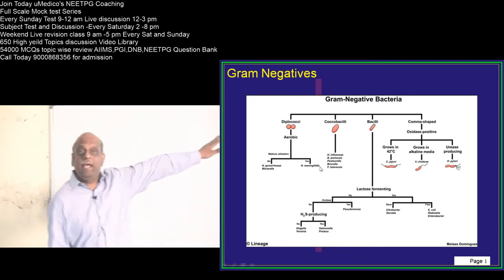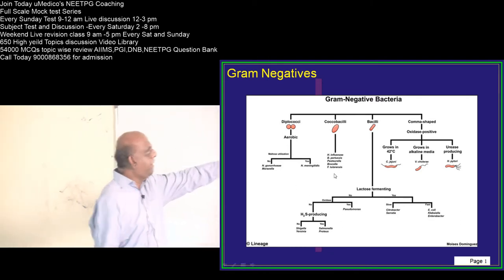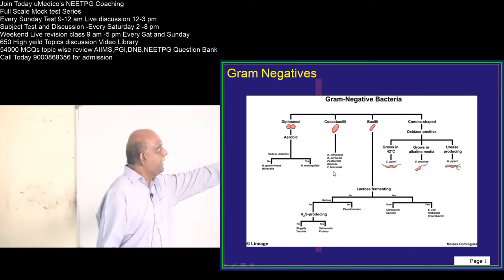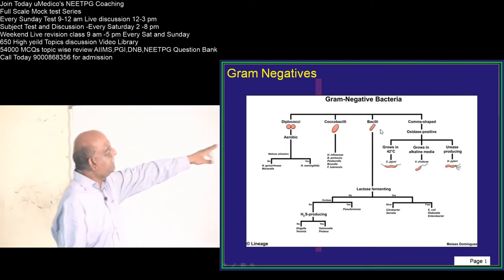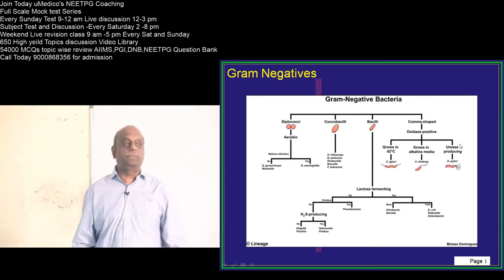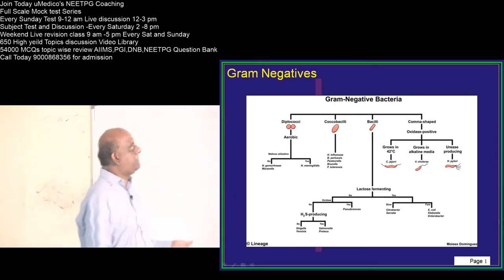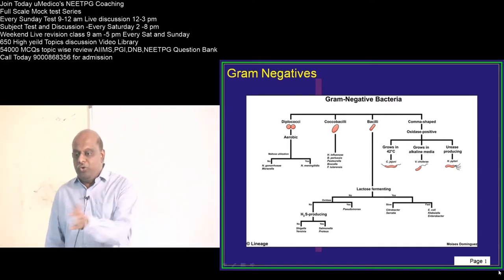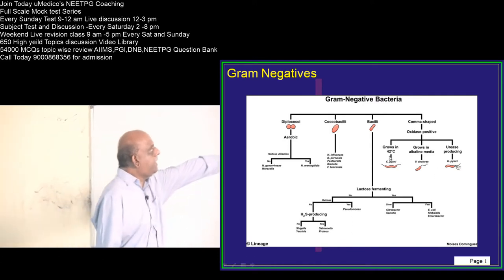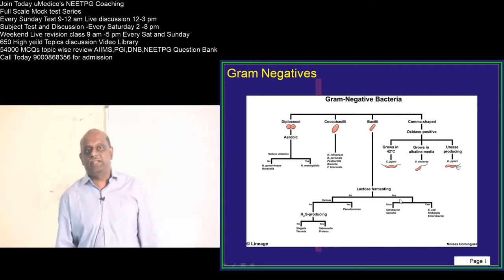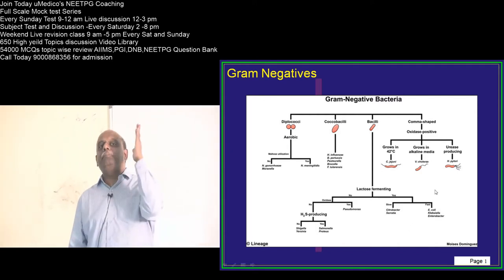Then coccobacilli: H. influenzae, Bordetella pertussis, then Pasteurella, these are all called coccobacilli. Then you have the comma-shaped organisms. Typically, comma-shaped organisms are all oxidase positive. But how do you differentiate these comma-shaped organisms from one another? If they can grow at 47 degrees Celsius, that is a classical bullet about the Campylobacter jejuni.